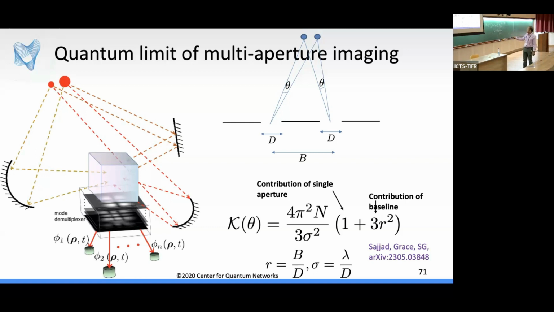And now this is the quantum Fisher information for estimating the separation between two point sources. So this is the single aperture part that we had already seen. And now there is a contribution of the baseline that comes in. Baseline means the distance between the two. So the R is the ratio between the distance and the diameter. So this is a huge contribution to the QFI. And in this paper, we show how to actually achieve this QFI by bringing light together by a spatial mode demultiplexer at each telescope. You bring in light fiber coupled from the first few modes into a fiber optical interferometer in one place. So that's how you can achieve this QFI.